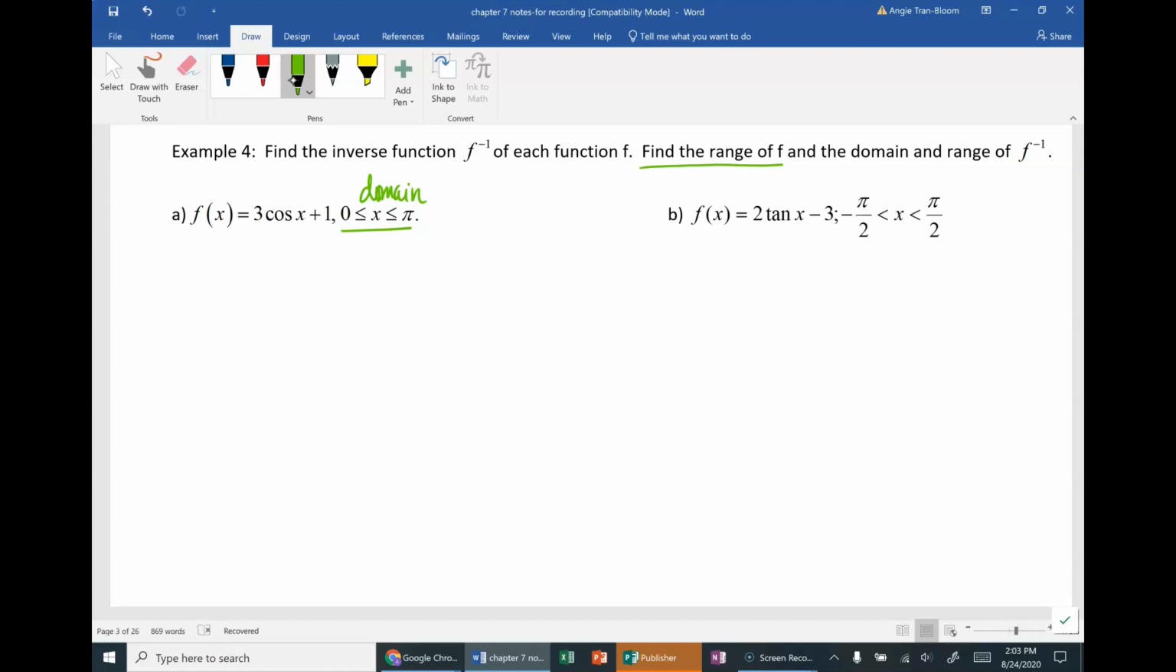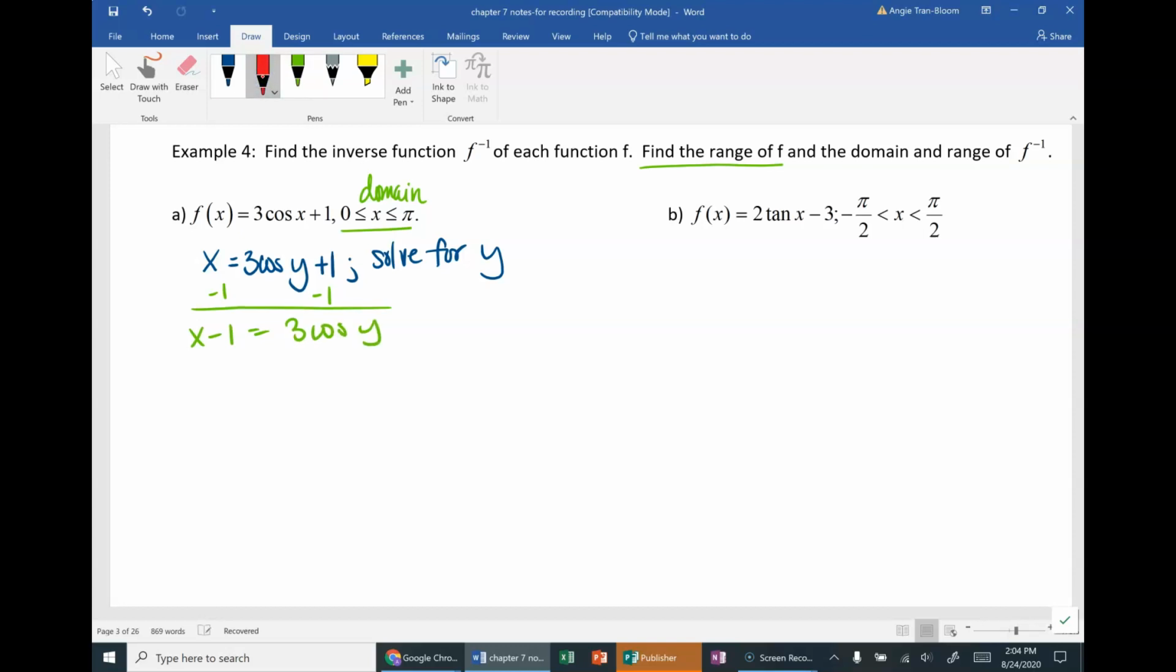So to find the inverse, we will switch x and y. So this is f of x, which is the same as y. We will then make it x equals 3 cosine of y plus 1. Then solve for y. Move 1 to both sides. So x minus 1 equals 3 cosine of y.